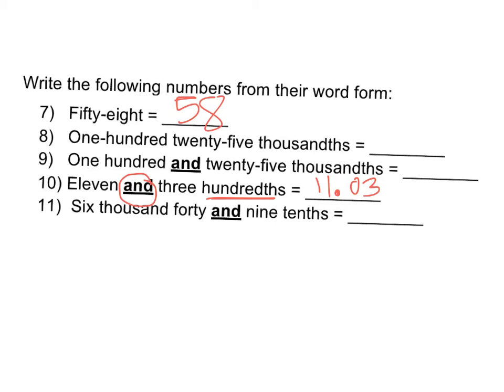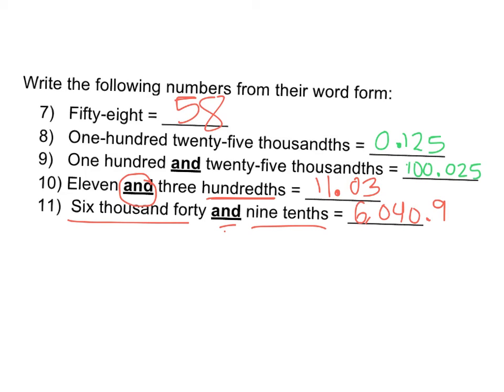All right, let's do one more together. Let's do number 11. 6,040 and 9/10. So we have a 6,040. Let's start with that. If we're writing the number 6,040, we've got that, and again, so we're going to put our decimal. And then 9/10. So we're just going to put a 9 in the tenths place. Now I want you to try 9 and 8 on your own. Pause the video and then come back to check your work.